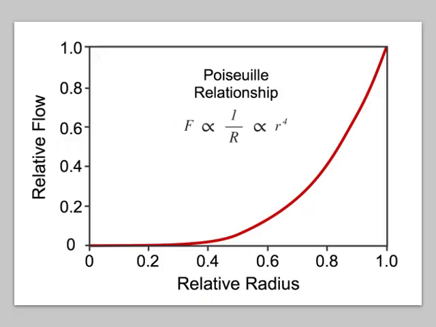Note that the flow of air is directly related to the radius of the air passage and inversely related to the resistance of the air passage. So increasing the radius is accompanied by an increase in the flow of air, while increasing the resistance is accompanied by a decrease in the flow of air.